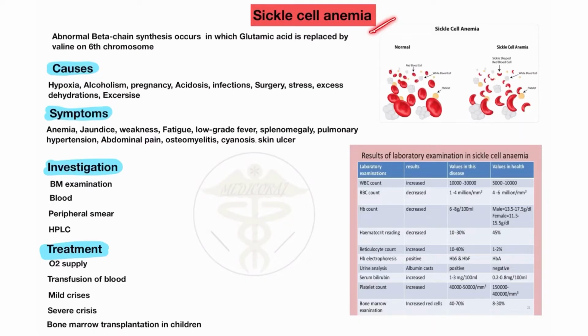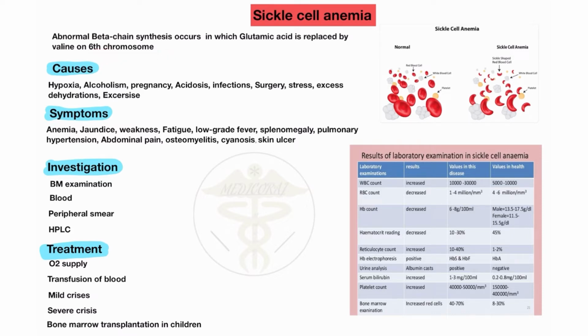First is sickle cell anemia. In sickle cell anemia, what happens? Abnormal beta chain synthesis occurs, in which glutamic acid is replaced by valine. On which chromosome? The sixth chromosome. So it mostly occurs on the sixth chromosome.